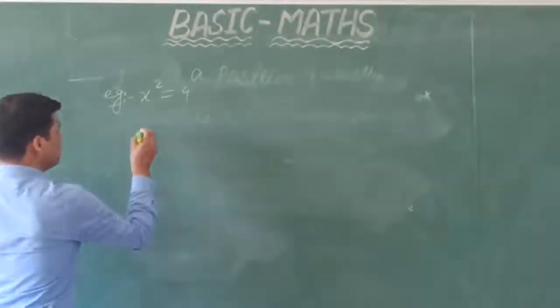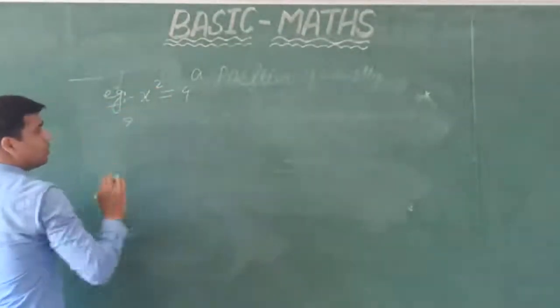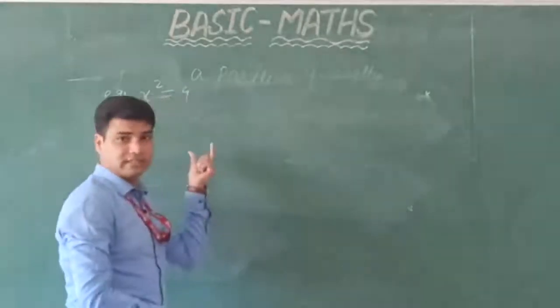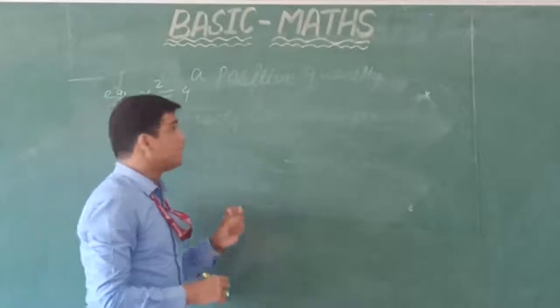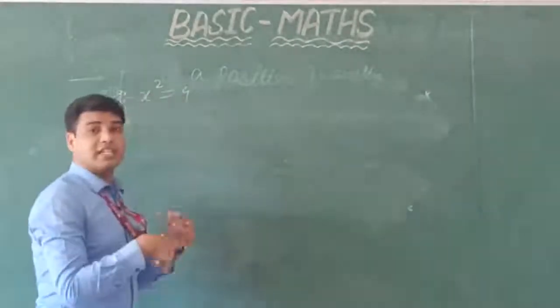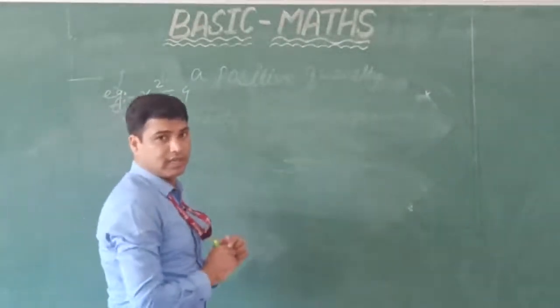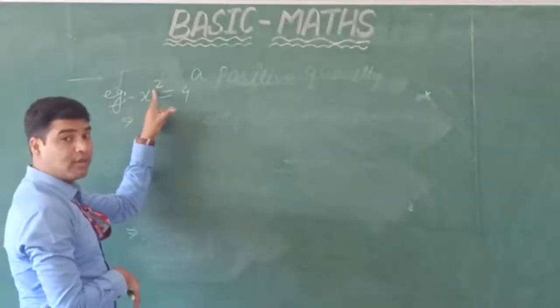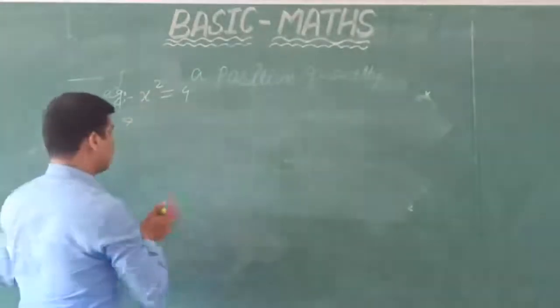See this here, how? X square, and one more thing, this is a quadratic equation. We know the power of x here is 2, so this is a quadratic equation, and according to the highest power we decide the roots of the equation. Here what is the highest power of x? 2. So how many roots are possible? 2 roots are possible.